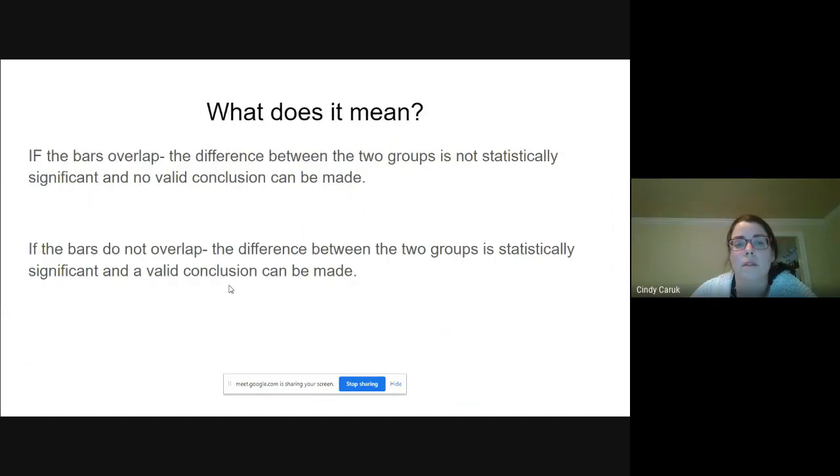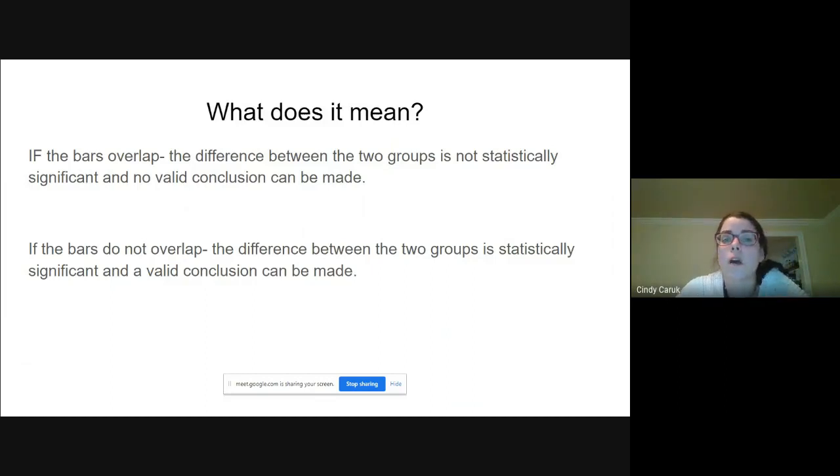What that means is, if the bars overlap, the difference between the two groups is not statistically significant, so you cannot make a valid conclusion. So if you were doing this in an essay, you would say the difference between group A and group B is not statistically significant because the error bars overlap.